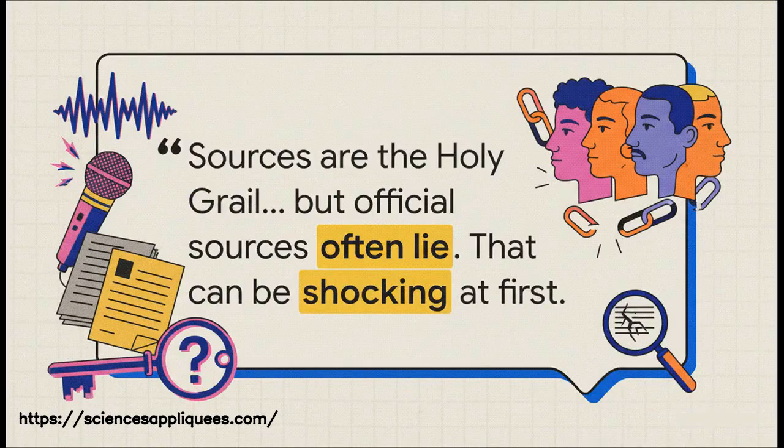And this quote from a journalist, wow, it just gets right to the heart of the problem. It points to this huge ethical dilemma. Official sources are the holy grail. They're essential. You need them. But they don't always tell the truth. So the real challenge for journalists is trying to balance that official story with the real voices of the communities they're supposed to be representing.